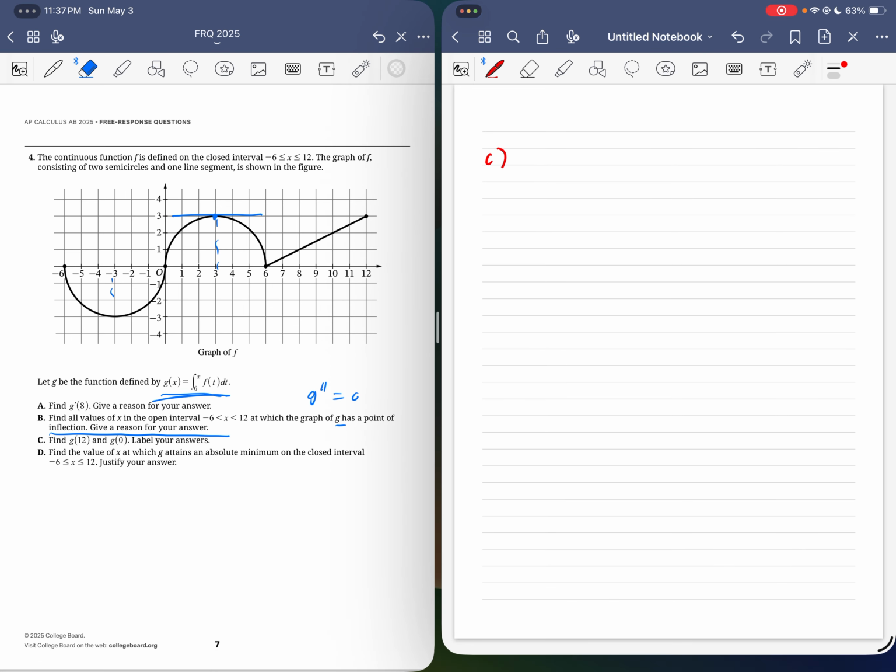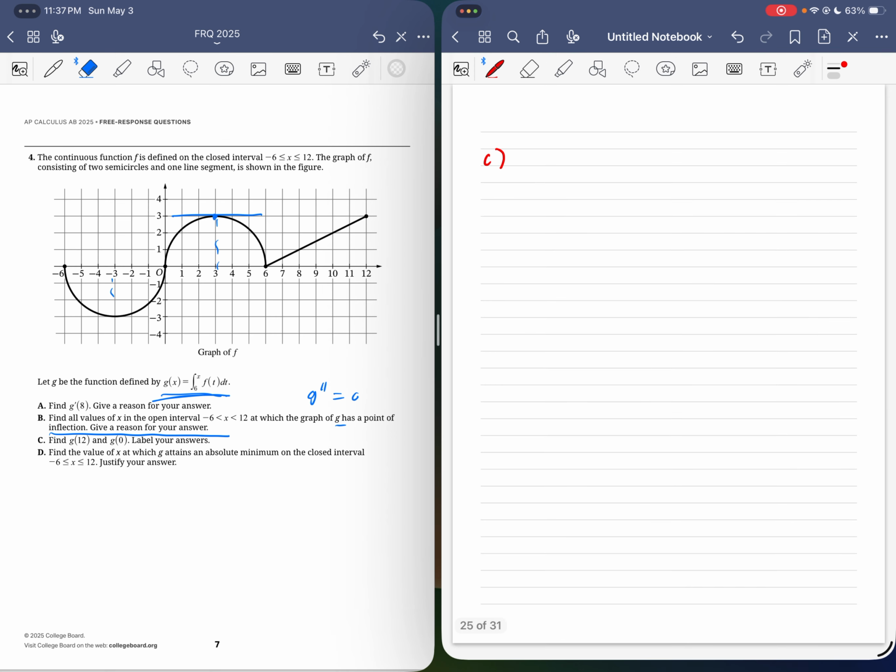Anyways, if you need more details, I'll explain it later. But right now, let's focus on the other one. Let's find G of 12 and G of 0 and label your answer. So you actually have to label your answer right here. So let's do this. So here, G of x, I'm just copying this down again. 6 to x f of t dt.